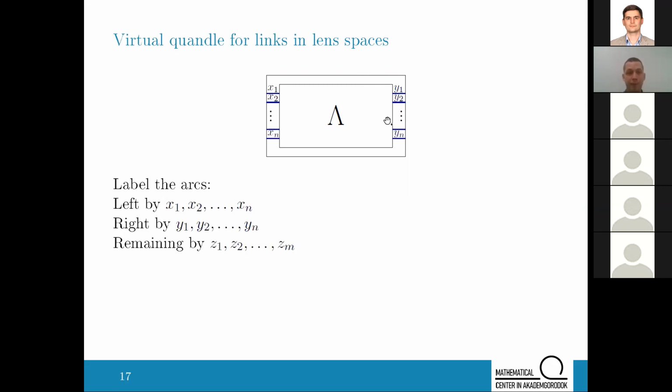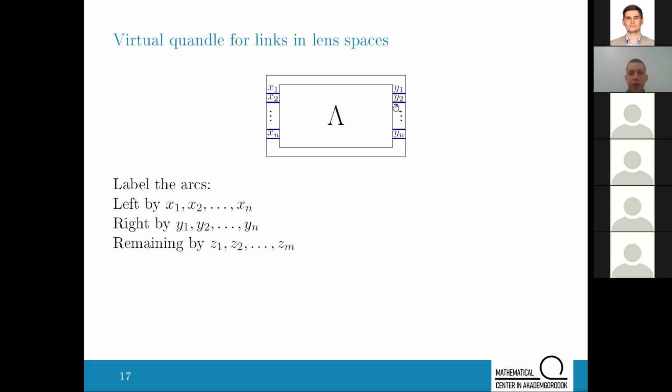So label all the arcs. And label in this way: on the left, the arcs are labeled x1, x2, and so on, xn. The right arcs are labeled by y1, y2, and so on, yn. And all the remaining arcs, which are inside this part of the diagram, are labeled by z1, z2, and so on, zm. Of course, some arc can go from left to the right, and it will be denoted twice by x1 and y1. So it's possible that some arcs are depicted twice. It doesn't matter for us.